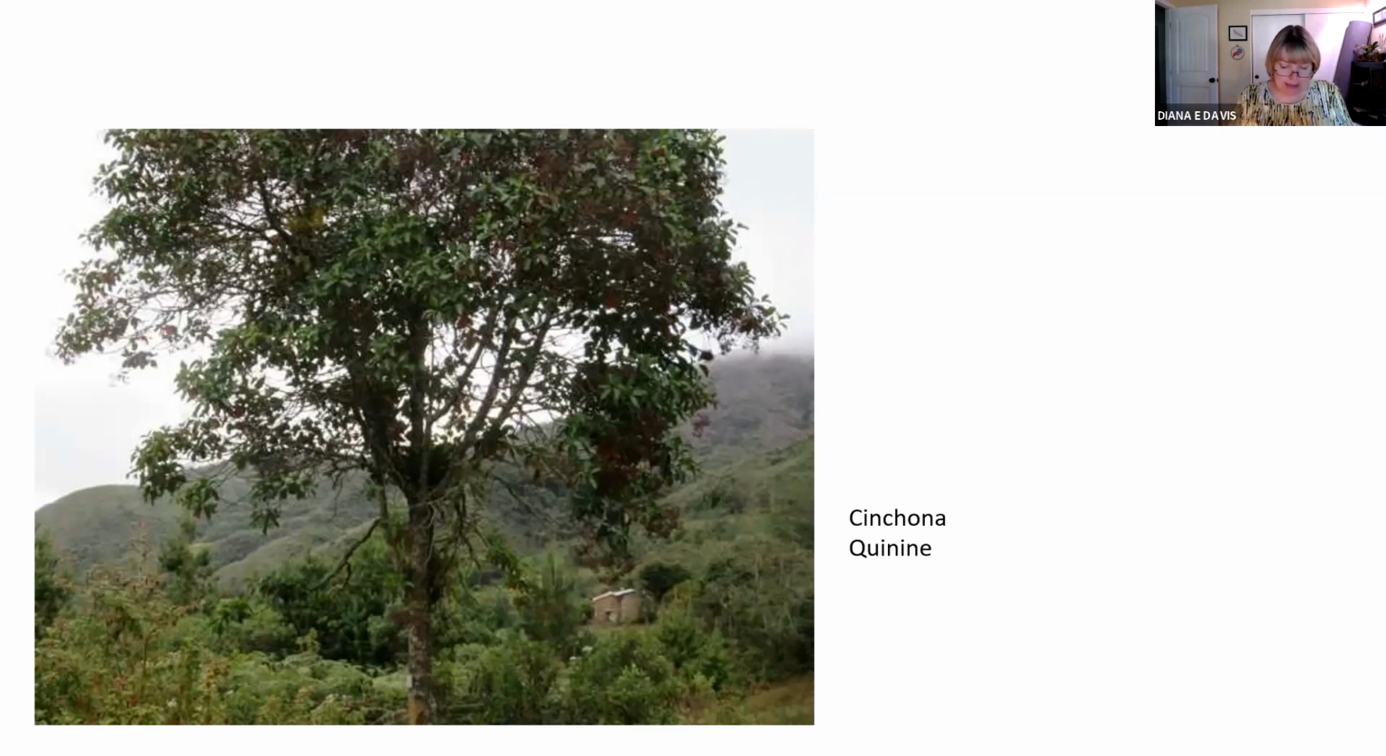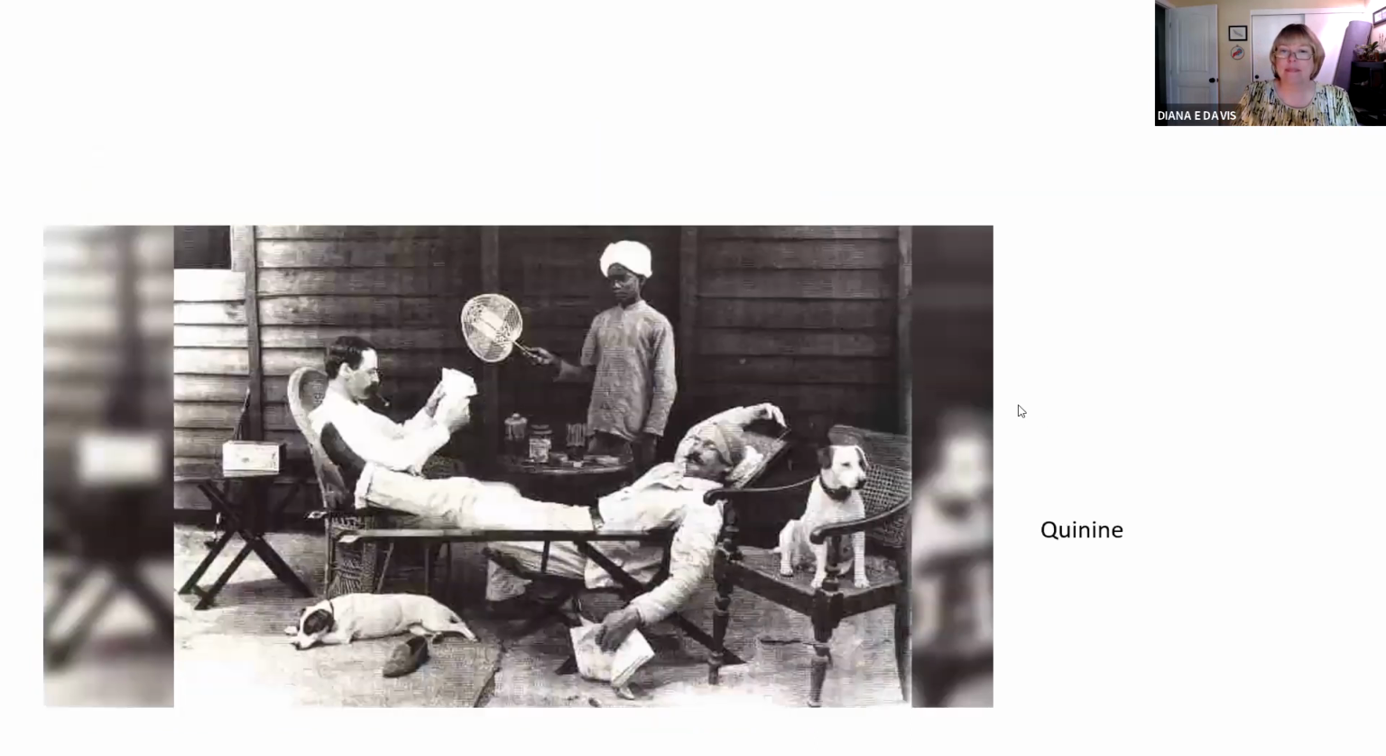So Europeans developed tonic water. And they would use tonic water with a lot of sugar and gin to mask the taste of the quinine. So quinine and the gin and tonic allowed Europe to finally invade and colonize Africa and India in the 1800s.